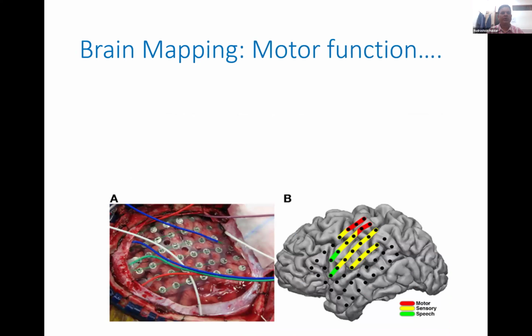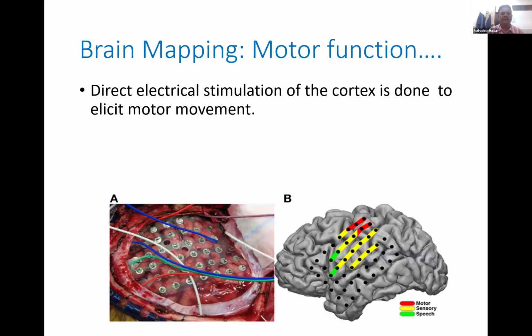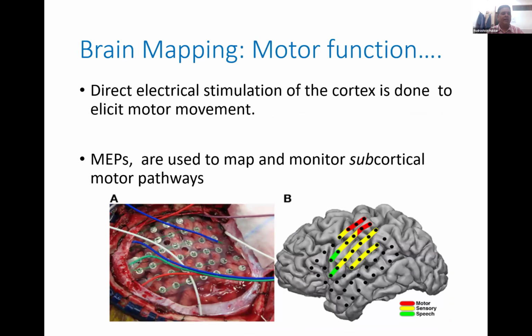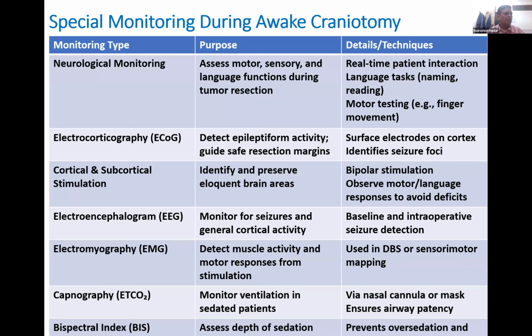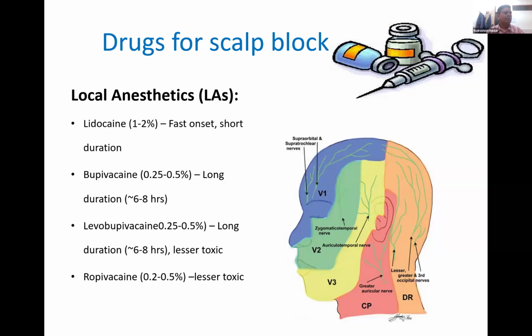Then for mapping motor function, direct electrical stimulation of the cortex is done to elicit motor movement, and motor evoked potentials are used to map and monitor subcortical motor pathways. This table summarizes the different monitors used in awake craniotomy in different types of patients. Like for epilepsy surgery, EEG monitoring and electrocorticography is done. And likewise, the optimal monitor can be selected according to the type of surgery.